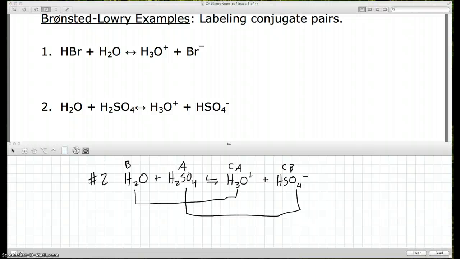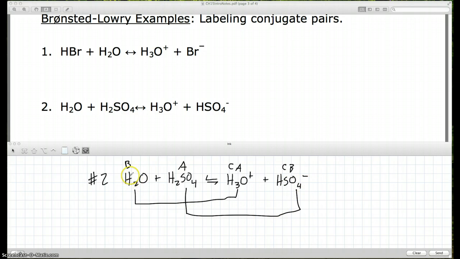So here's the answer for number 2. I wrote out the equation, I drew the lines, H2O turns into H3O plus. You pair it up with whatever it looks the most like, and the only difference between one thing and the other in a pair is the difference of an H. H2SO4 is paired up with HSO4 minus.